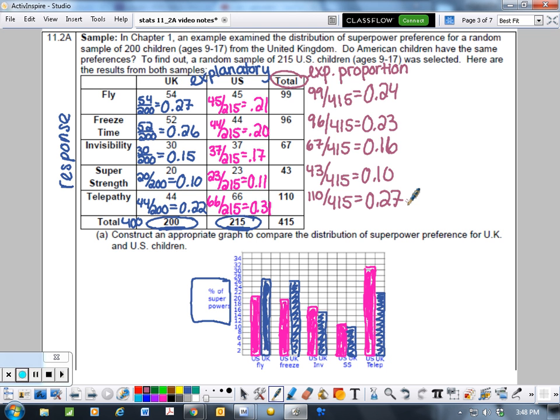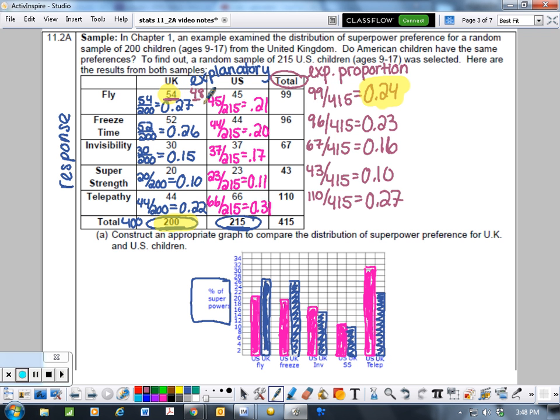So when I want to calculate the expected values for each, when I'm looking at UK, I'm going to take this 0.24 and times it by 200. That's going to tell me the number that I want, and that's what I'm going to compare with this 54. So I would take 0.24 times 200, and that would tell me 48. So these are the numbers that I would be comparing.